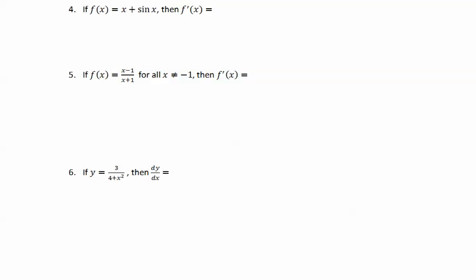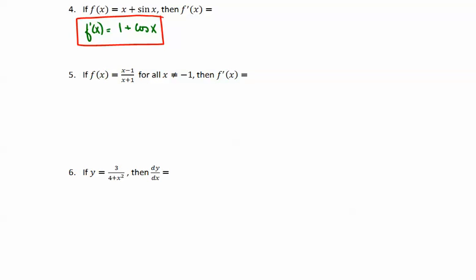In this video we'll continue. We are now not using limit definitions of derivatives. We're using shortcuts to find first, if f of x is x plus sine x, then f prime of x will be 1, the derivative of x is 1, the derivative of sine is cosine. And so that's all there is to this one. Next problem.